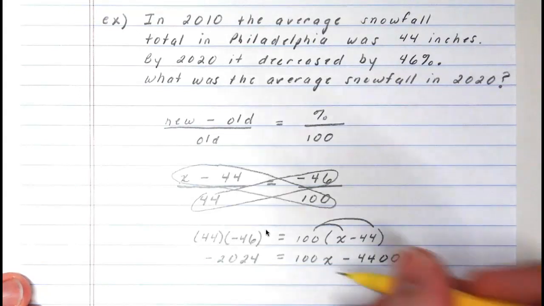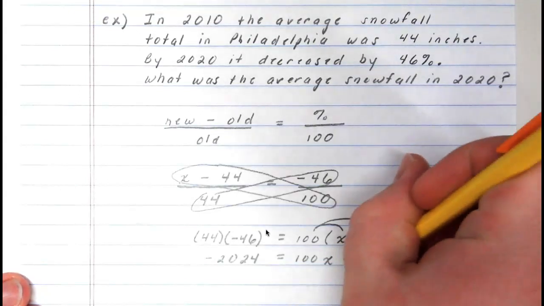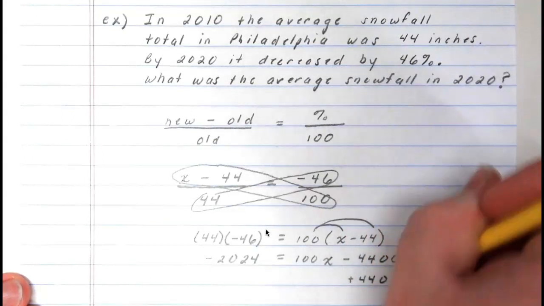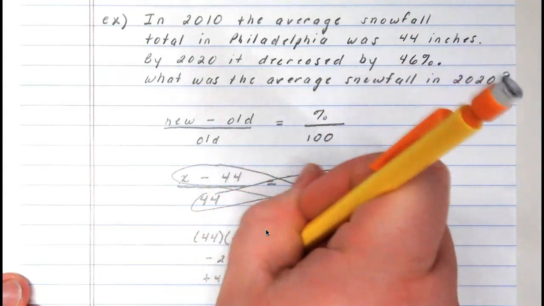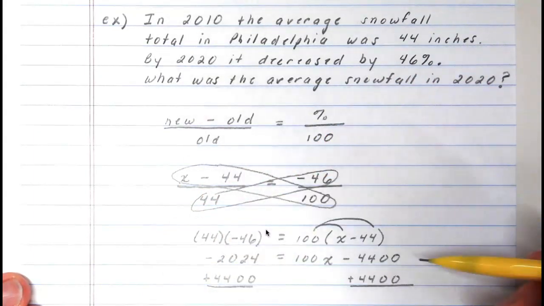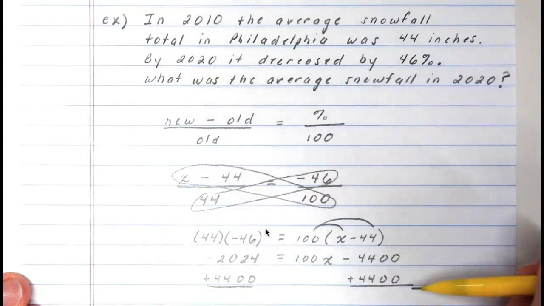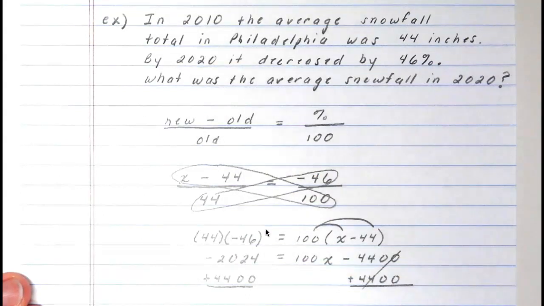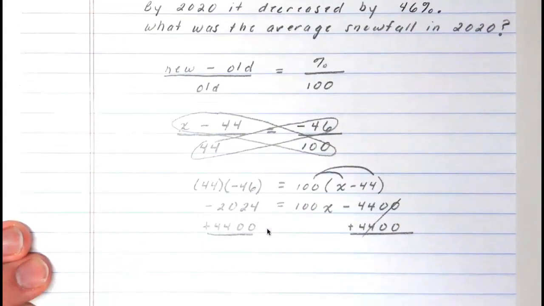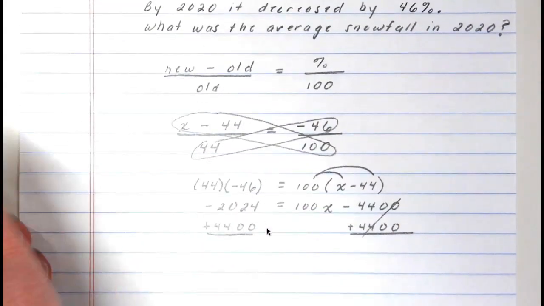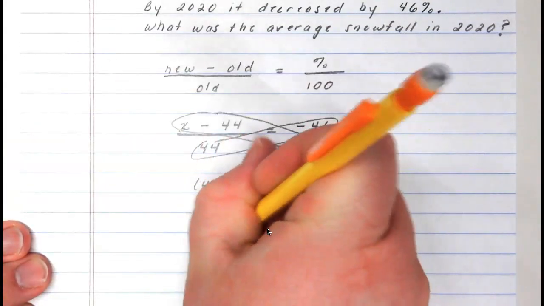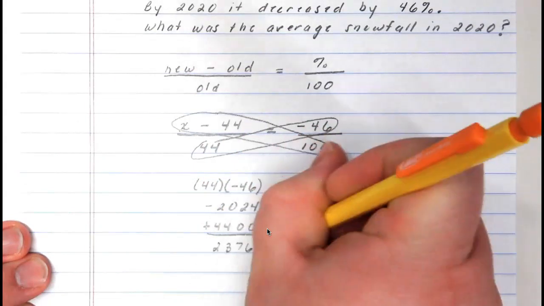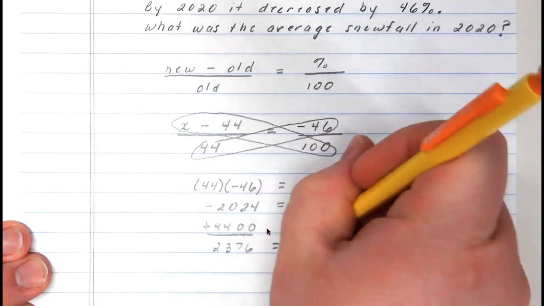All right, now we need to isolate x, so we're going to add 4,400 to both sides. So the minus 4,400 plus 4,400 goes away. And negative 2024 plus 4,400 is 2376, and that equals 100x.